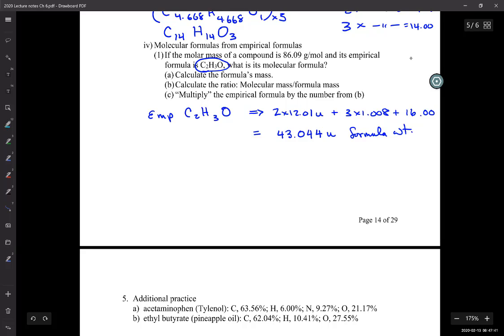Old school. New people, young people call it formula mass. You're probably in that category, so you should probably use the word mass. I'm old enough I can get away with saying weight. But it says right in the problem: if the molar mass of a compound is this and its empirical formula is this, what's its molecular formula? Well, what's the relationship between the 43 and the 86?